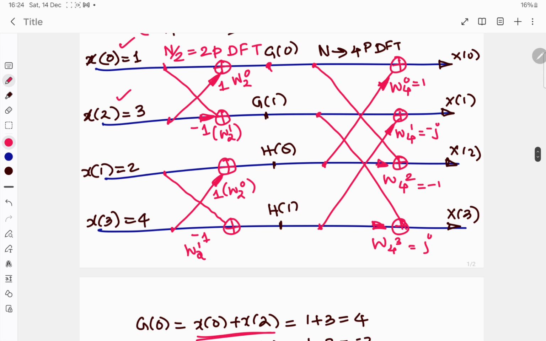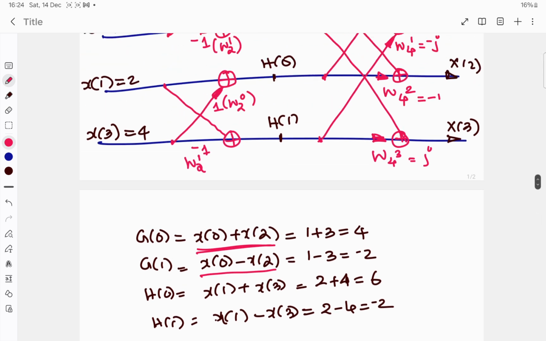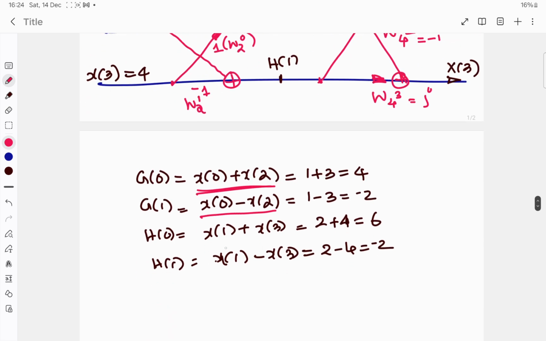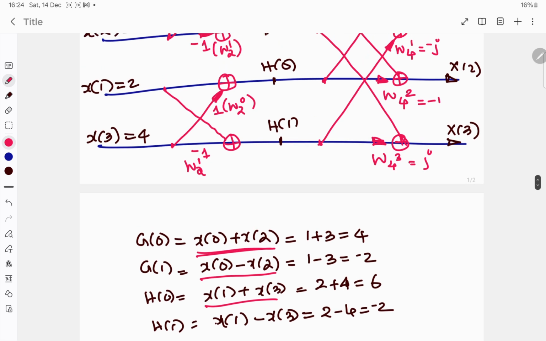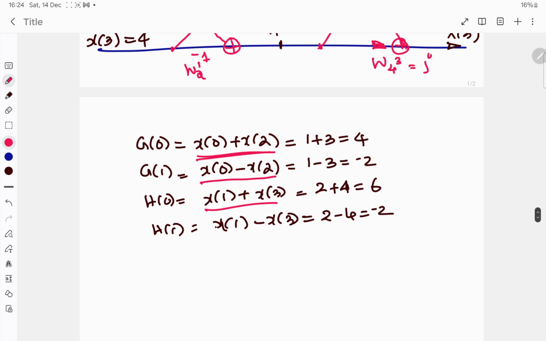The same manner we can calculate G1. x0 is direct, whereas x2 is through the coefficient w2 power 1, which is minus 1. So this is obtained by subtracting x of 0 minus x of 2. Now same way you can find out the value of H of 0. H of 0 is addition of x of 1 and x of 3, whereas H of 1 is subtraction of x of 1 and x of 3. So we found these values at this stage: 4, minus 2, 6, and minus 2.